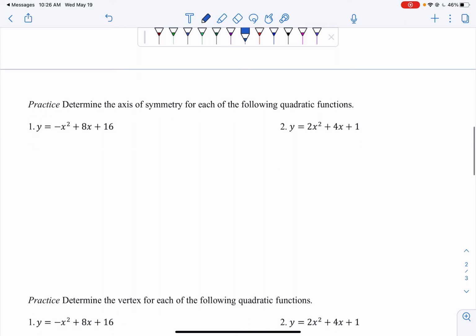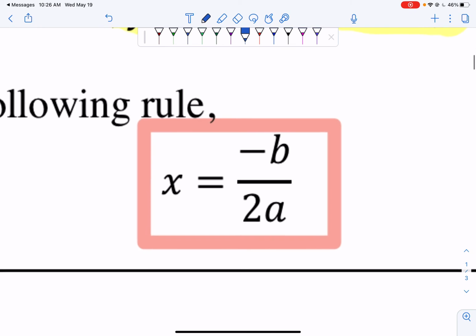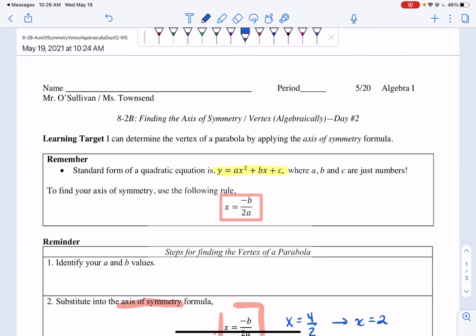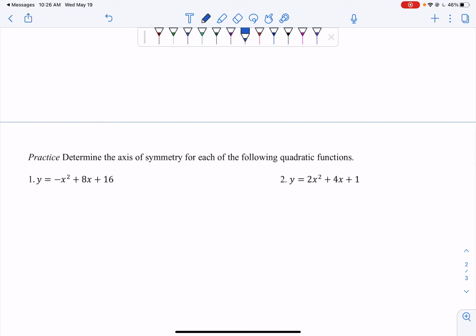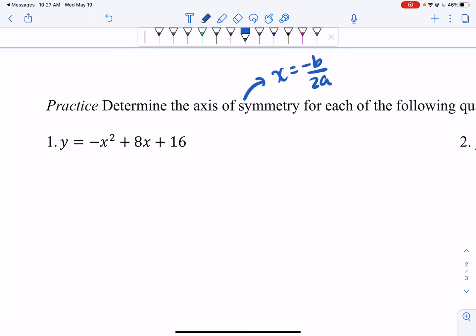Practice. Determine the axis of symmetry for each of the following quadratic functions. So if we look above, the axis of symmetry is just this formula right here. So we are using x equals negative b over 2a. So that's what I'm going to write. x equals negative b over 2a. So the first thing we're going to do is identify our a, our b, and our c. Even though there is no c in your axis of symmetry formula, it's going to help for when we end up doing quadratic formula. So the first thing I do is I always write above each quadratic y equals ax squared plus bx plus c.